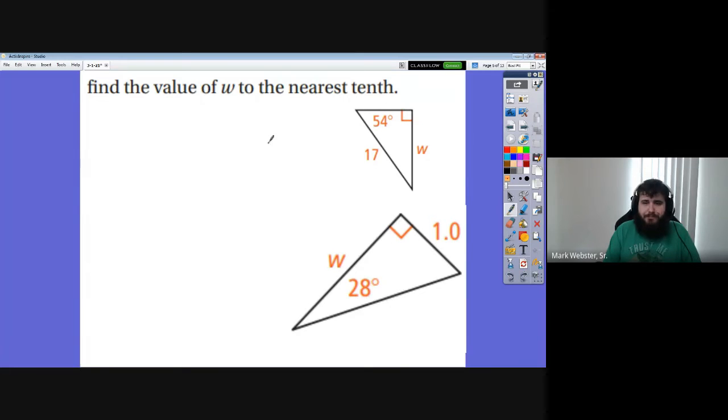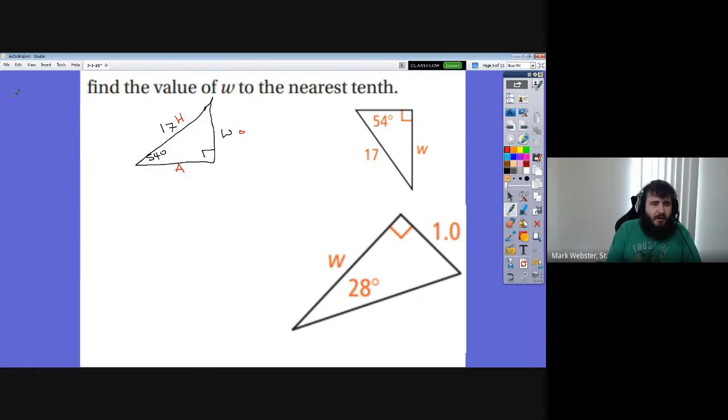All right, so again, is this set up so that the angle is in the right spot? No, so let's do that. I'm going to redraw this so that the right angle is here on the right, and the angle that we care about is here on the left, 54 degrees. Well, now where does everything else go? W is over here, opposite, right? And then the hypotenuse is up here. So now here's the opposite, here's the adjacent, and here's the hypotenuse.